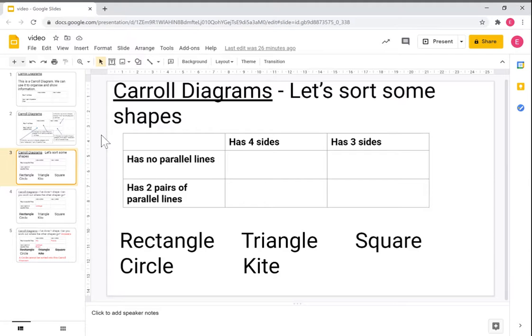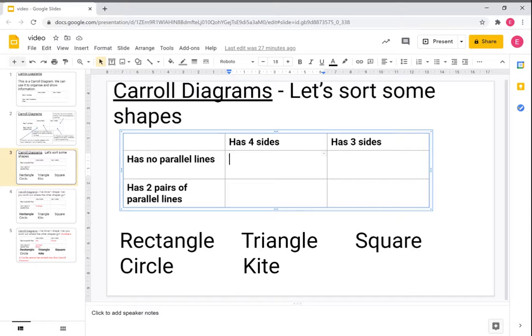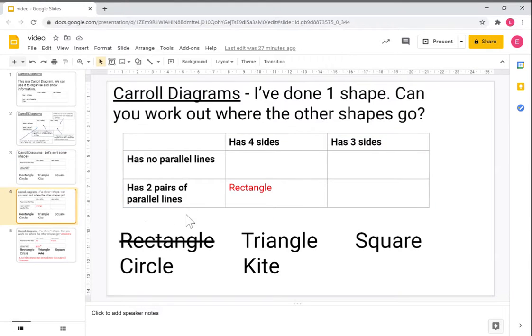Let's have a look at an example. So here I have a Carroll diagram and I have some shapes. I'm going to sort these shapes into my Carroll diagram to show which shapes have 4 sides and no parallel lines, which shapes have 3 sides and no parallel lines, which shapes have 3 sides and 2 pairs of parallel lines, and which shapes have 4 sides and 2 pairs of parallel lines. I've started already, I've done one shape already.